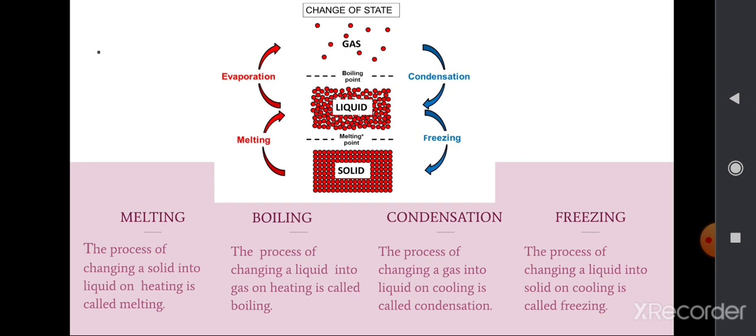Condensation. When gas is cooled, the molecules move close together and turn into liquid again. This process of changing a gas into liquid on cooling is called condensation. Freezing. The process of changing a liquid into solid on cooling is called freezing.